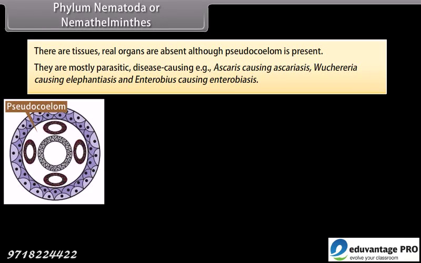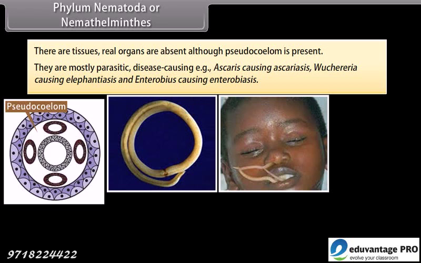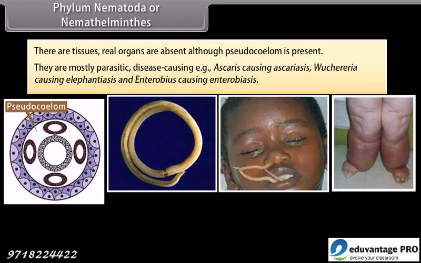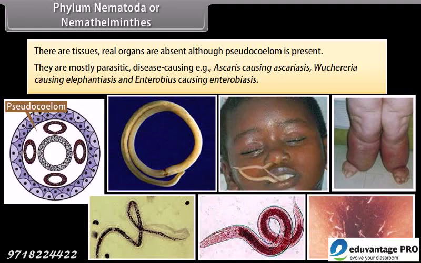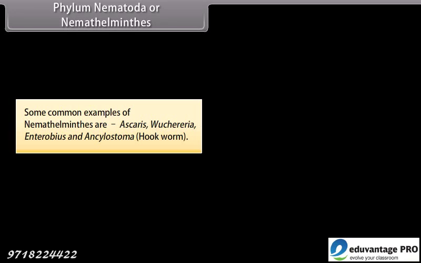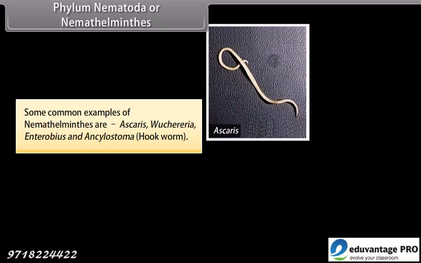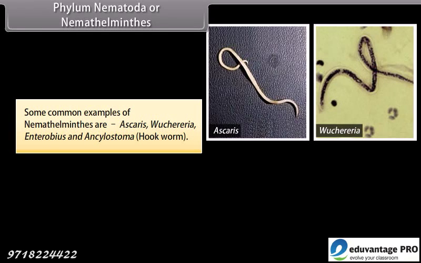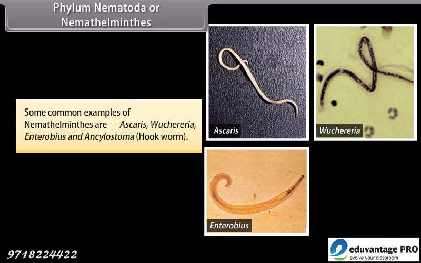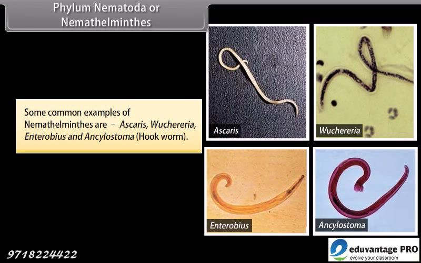They are mostly parasitic and disease-causing, example, Ascaris causing ascariasis, Wuchereria causing elephantiasis, and Enterobius causing enterobiasis. Some common examples of Nemathelminthes are Ascaris, Wuchereria, Enterobius, and Ancylostoma, hookworm.